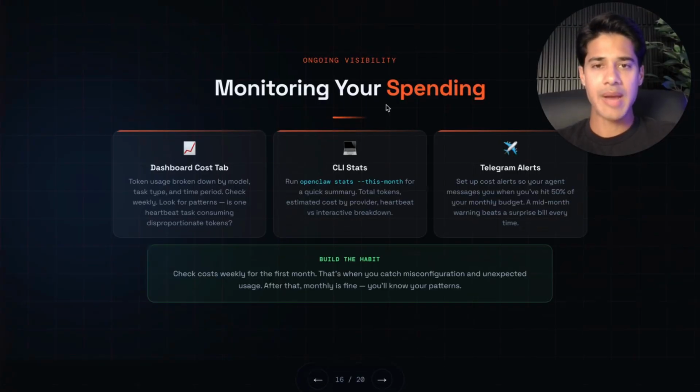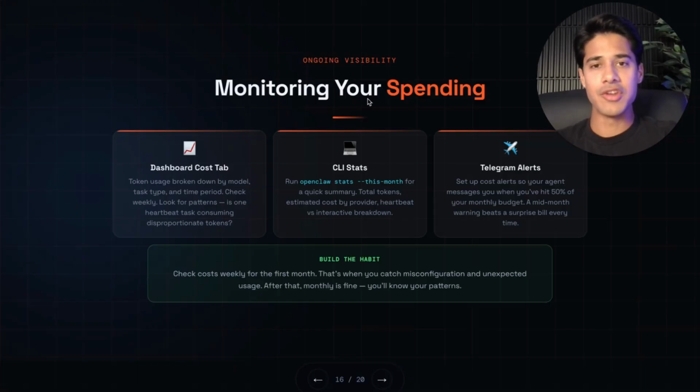Optimization isn't a one-time thing. You need visibility into what you're spending on an ongoing basis. OpenClaw gives you 2 tools for this. The dashboard has a cost tab that shows you your token usage broken down by model, by task type, and by time period. You want to check it weekly and look for patterns. Is one particular heartbeat task consuming disproportionate tokens? Is your memory context growing over time?